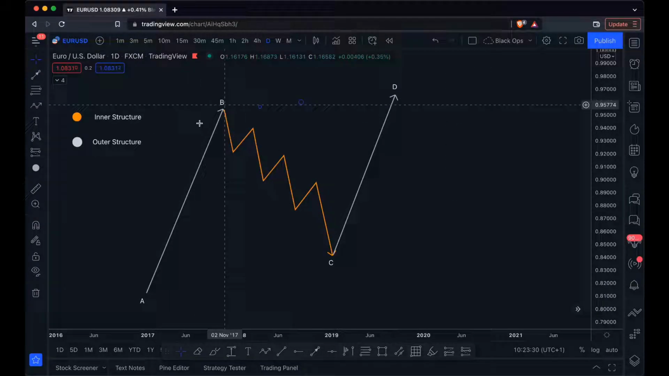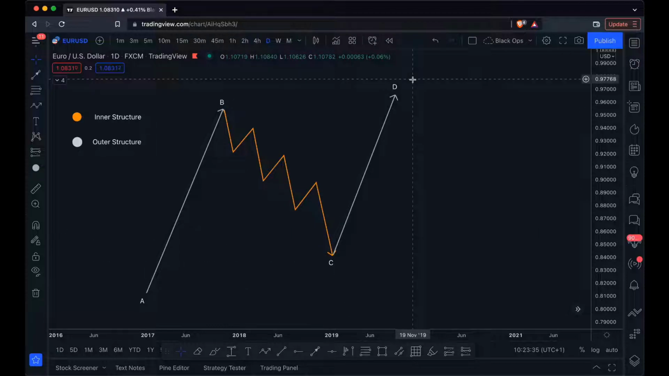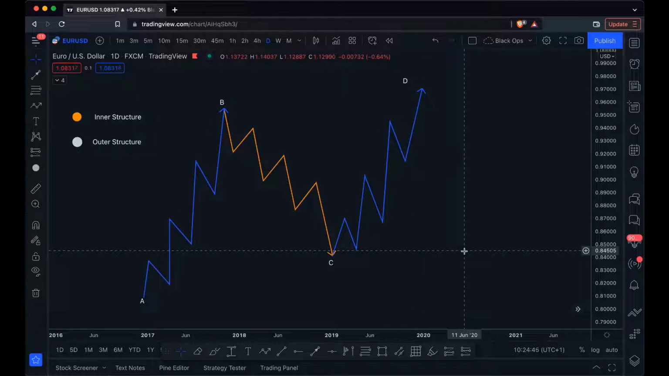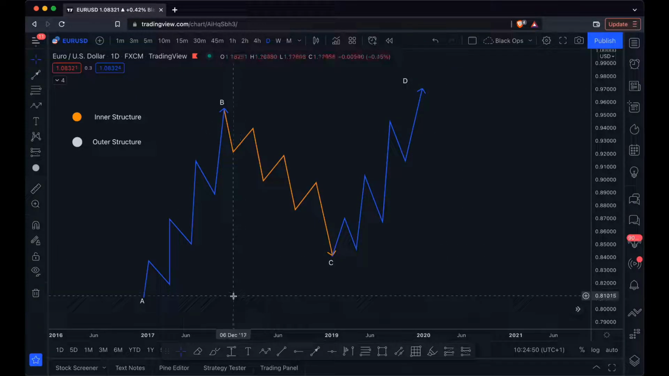This is the generalized theory of what inner structure is and where you will find it. But that doesn't mean we won't see inner structure in the move from A to B and the move from C to D. When we look on the charts, we actually have something that looks more like this. This is generally what price action looks like: very messy, very hard to read. And this is what we mean, we can actually have inner structure within price legs as well.